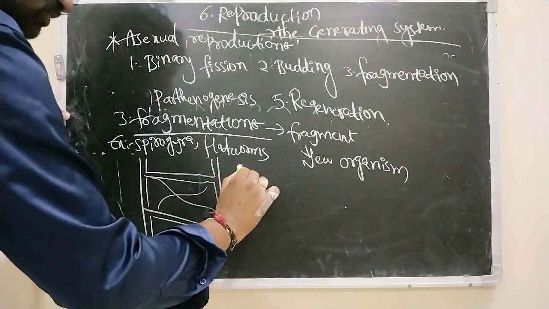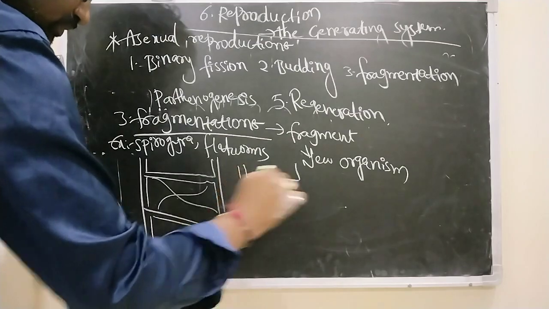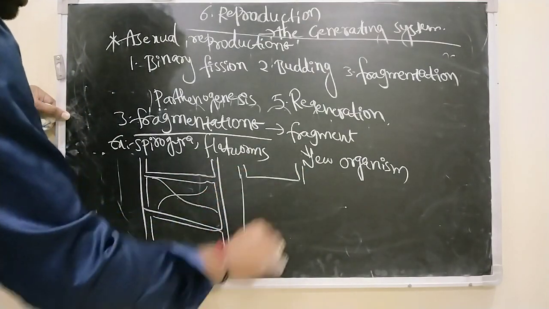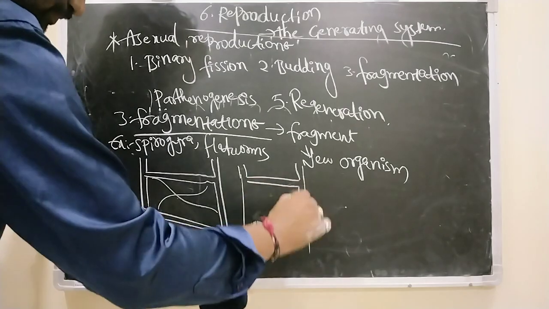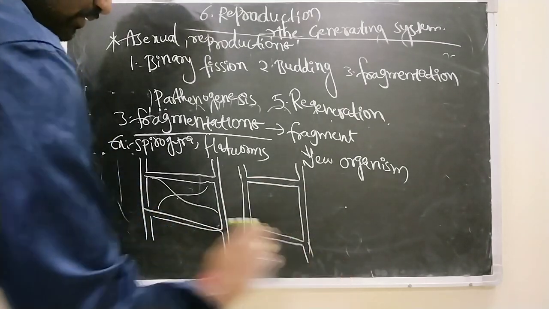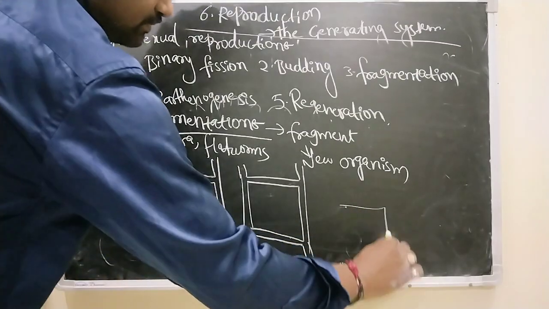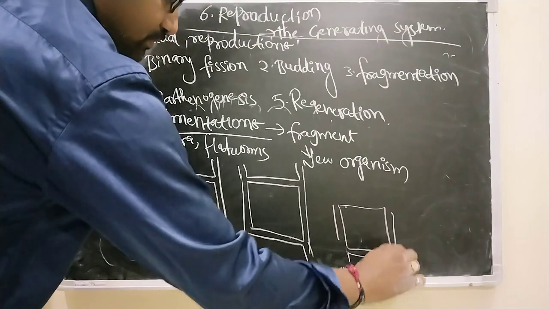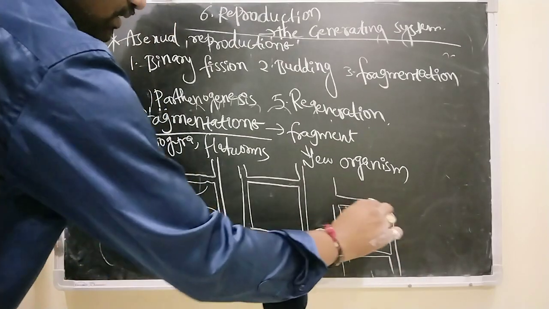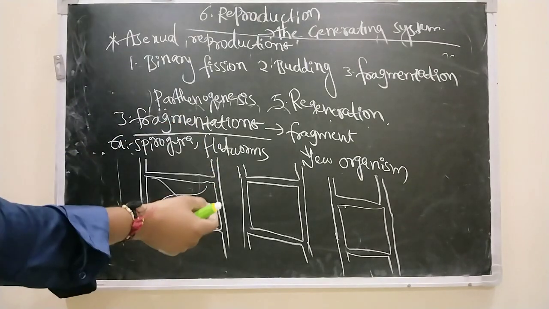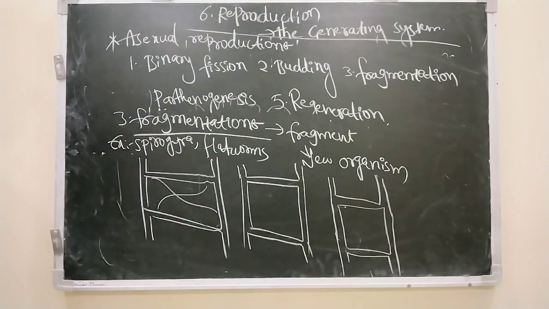If for example this bit is separated, then this bit forms the remaining organism, and the part which is separated this side forms the upper side of the organism like this. So like this, each and every bit develops into a new organism. This is in case of fragmentation.